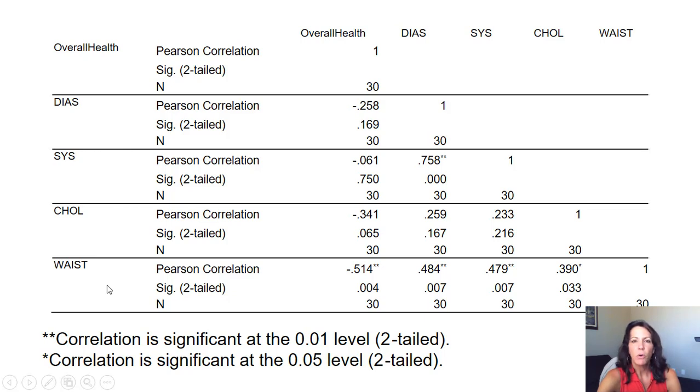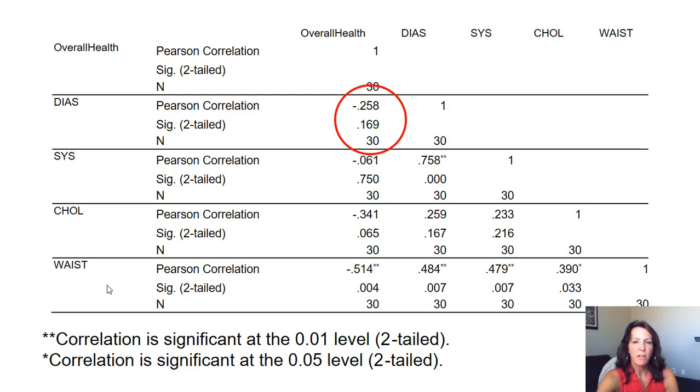We can see if they go together. So we were asked to look at diastolic blood pressure and overall health. Find it now in the matrix yourself before I show it to you. All right, we have a correlation of negative 0.258, significance level of 0.17 basically, and an N of 30. So what do we do with this information?